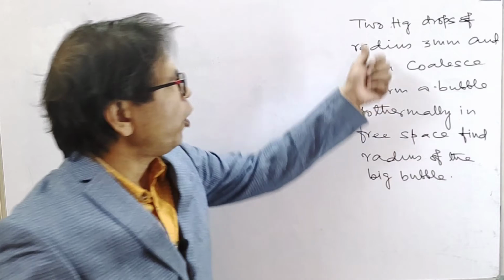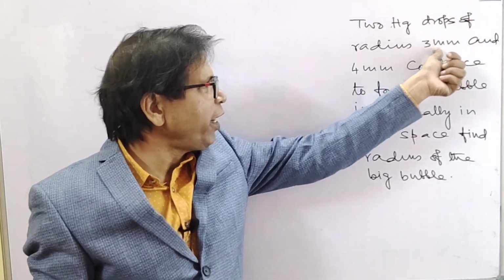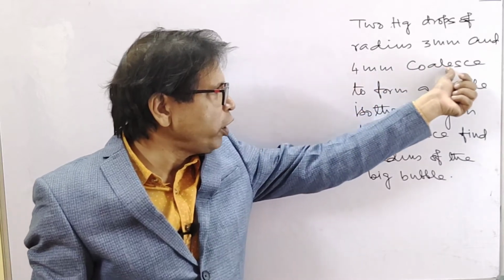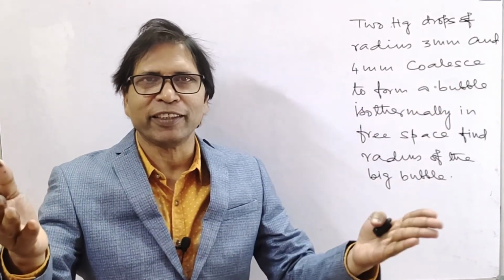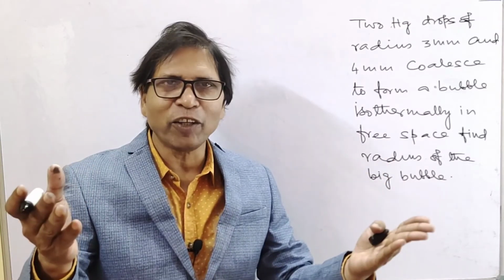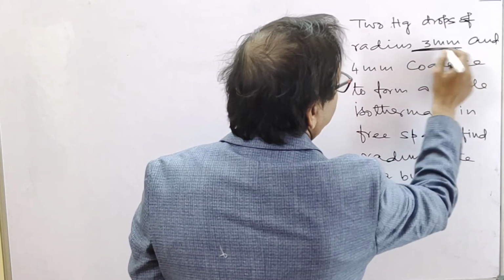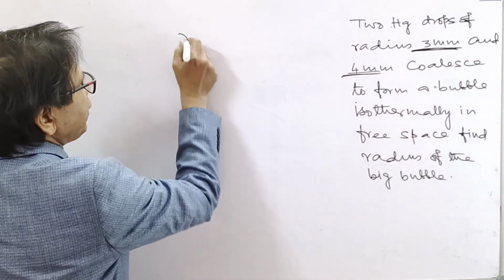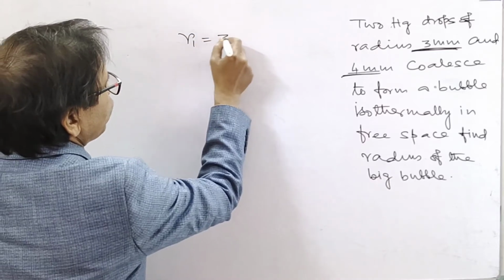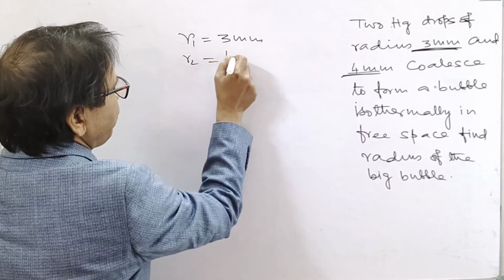Okay, now look at this. Two mercury drops of radius 3 mm and 4 mm coalesce to form a drop isothermally in free space. Find the radius of the bigger drop. Now the radius of one drop is 3 mm and the radius of the other drop is 4 mm. So R1 is equal to 3 mm and R2 is equal to 4 mm.